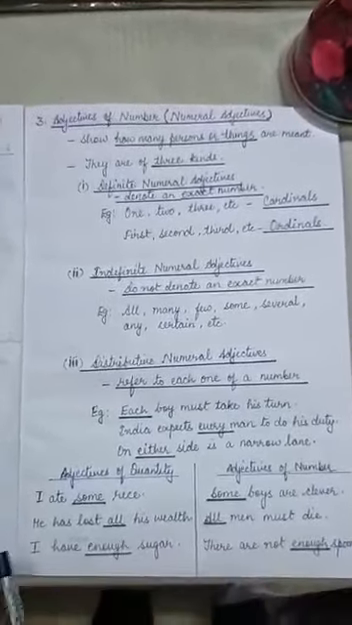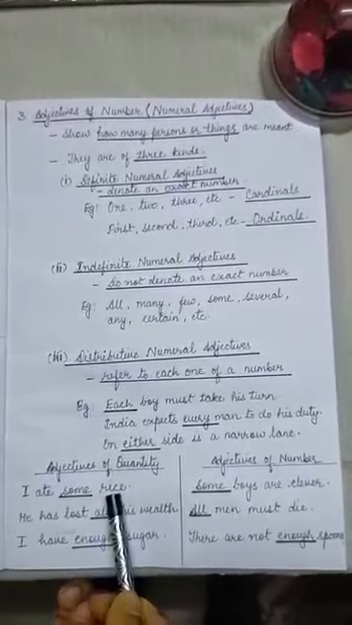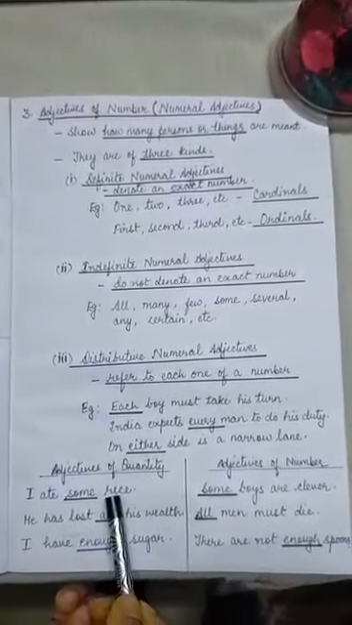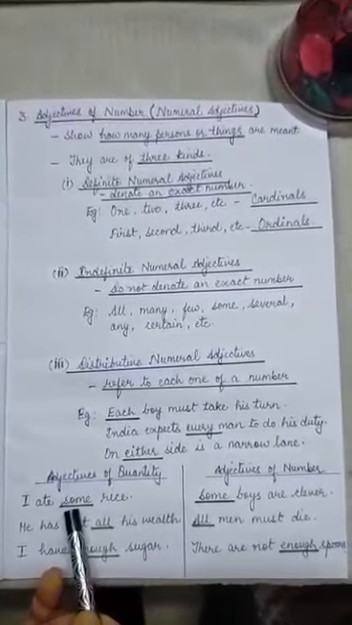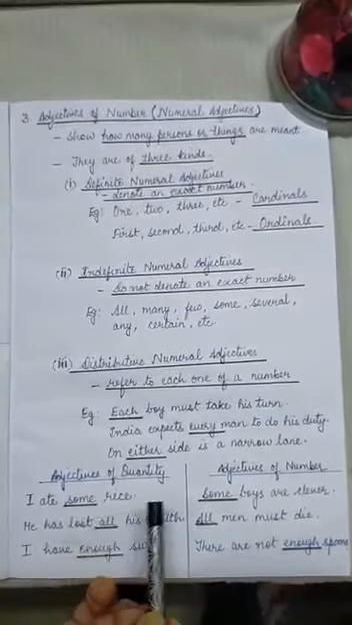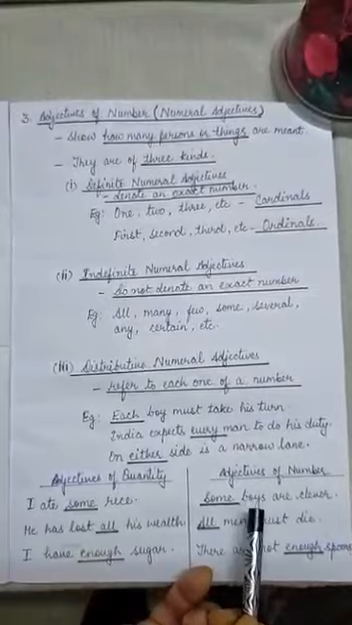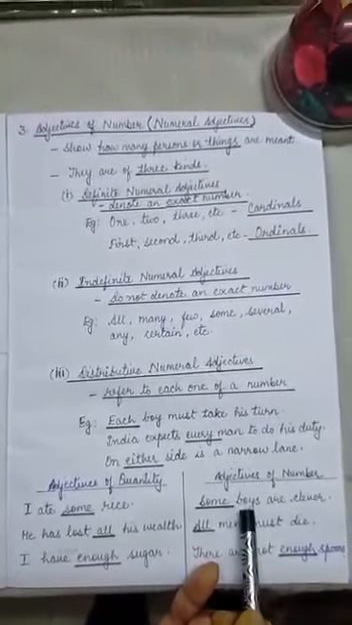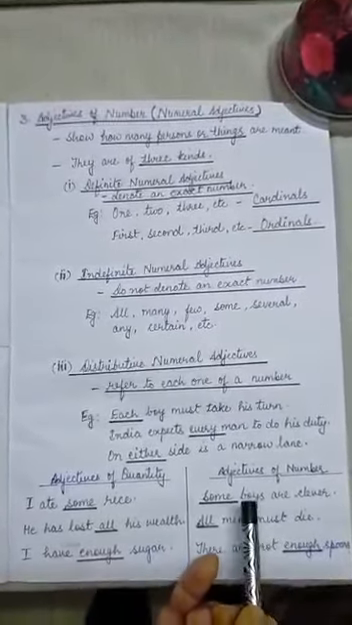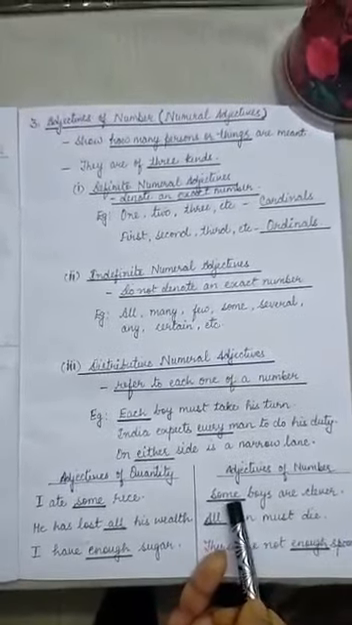Because in 'I ate some rice', rice cannot be counted in number. It is always measured in quantity. That is why here some is an adjective of quantity. And here the noun is boys, and boys is a countable noun. Boys can be counted in numbers, and that is why some here in this case is an adjective of number.